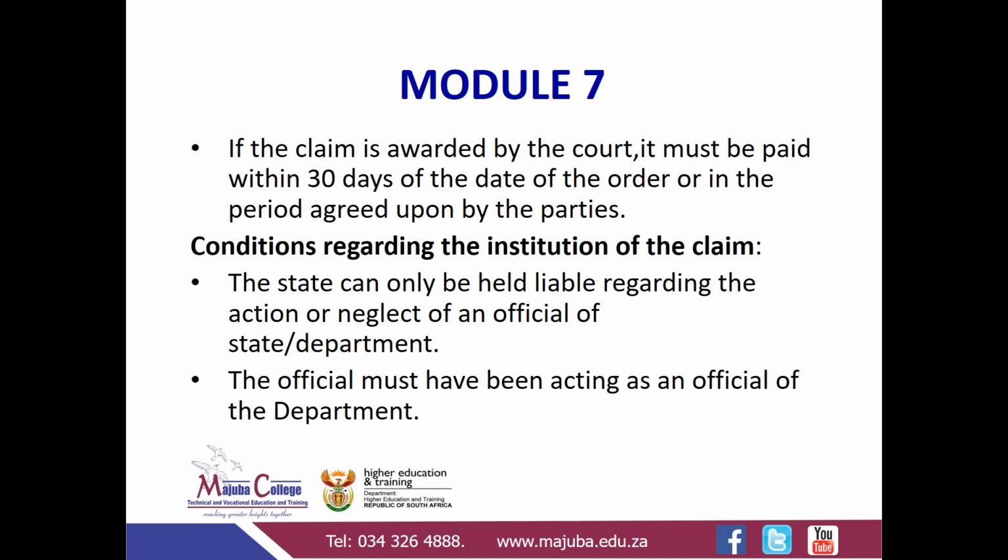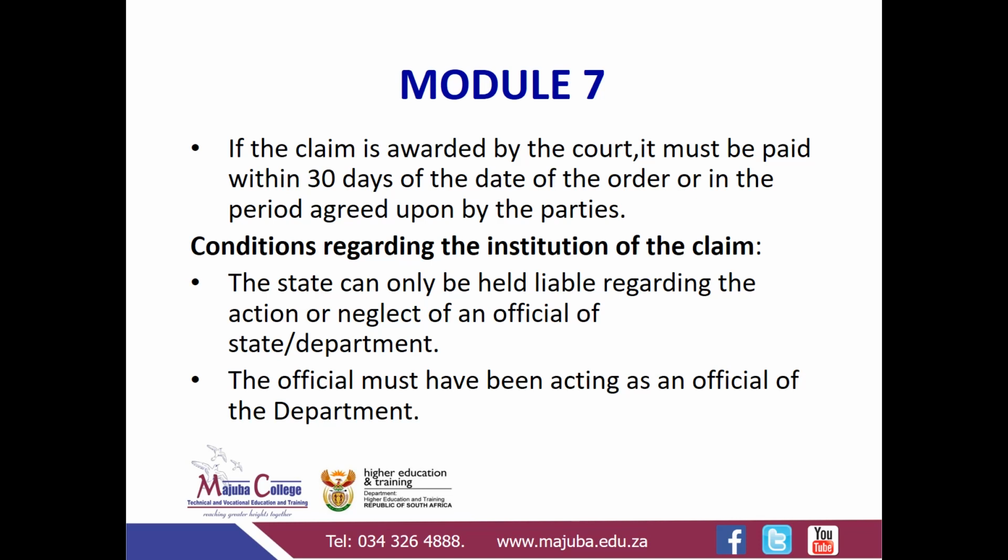If the claim is awarded by the court, it must be paid within 30 days of the date of the order or in the period agreed upon by the parties. There are conditions regarding the institution of the claim. These conditions are from the very same act, right? The conditions are as follows.